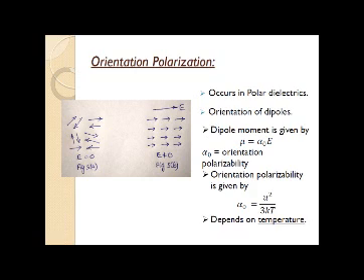The amount of dipole moment created due to the orientation of dipoles will be given by alpha O times the applied electric field. In turn, that orientation polarizability is given by mu square by 3 kT. And the important thing one has to remember is that only this is the polarization mechanism which depends on temperature.